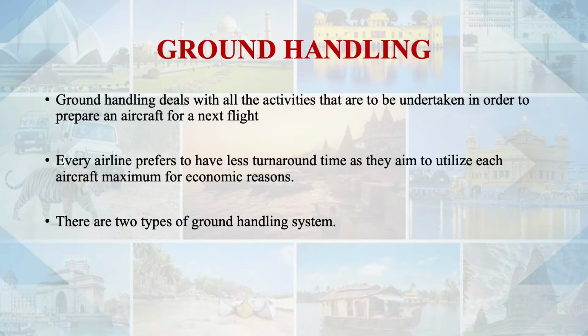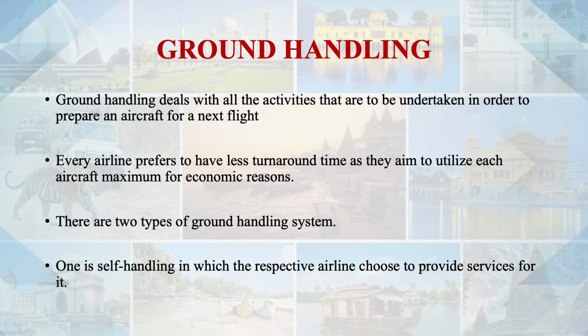There are two types of ground handling in an airport. One is self-handling, in which the respective airline chooses to provide the services itself. For example, in India, Air India has its own system of ground handling. So they have separate staff for that, and they will be undertaking all the ground handling activities. But when Air India is flying to another country, in that region Air India may not have its own ground handling system. They cannot have their own ground handling staff. So they may engage some other agencies for undertaking their ground handling activities.